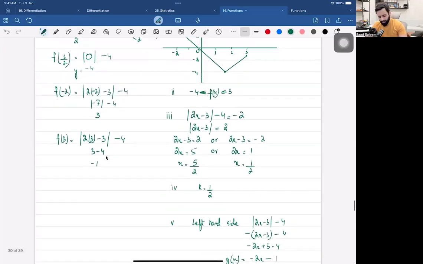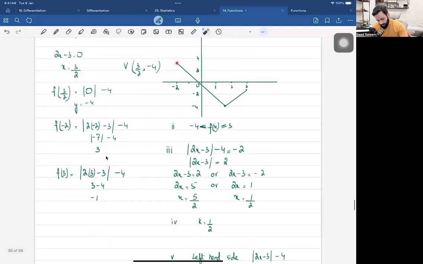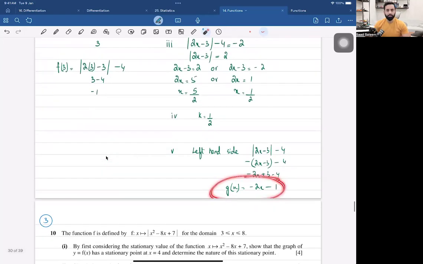Now I'll give you an alternative way also. What does this look like? It's a straight line. So if I want to find out what this function is, I can simply find the equation of a straight line. That means I can use these 2 points or any 2 points, minus 2 comma 3 and half comma minus 4, and find the equation of the straight line. And this is exactly what you're going to end up with.